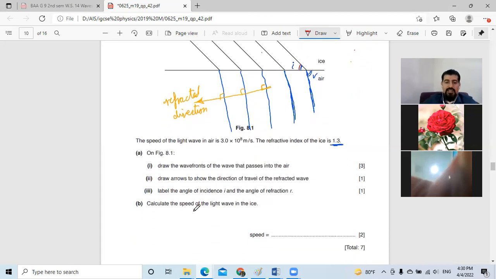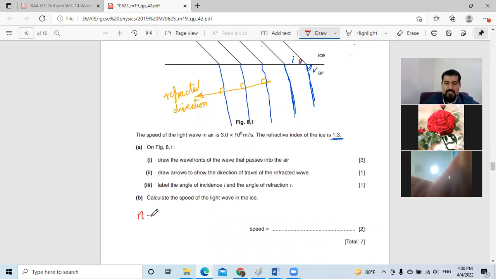Then what they ask: calculate the speed of light in ice. Now we know that refractive index equals C over V. Do you remember when I told you C over V? Okay, you speak French, that's good. So refractive index equals C over V.